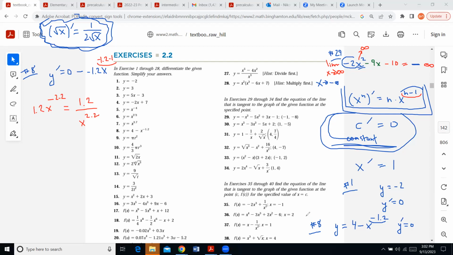How about 27? Let's see, there is a hint in here. Well, their hint is to separate this into pieces, so to have y as a difference of two different functions. So one is x to the fifth divided by x cubed minus, and there is a 4x to the second divided by x cubed. The reason I do this is because now I can take derivative of each piece separately.